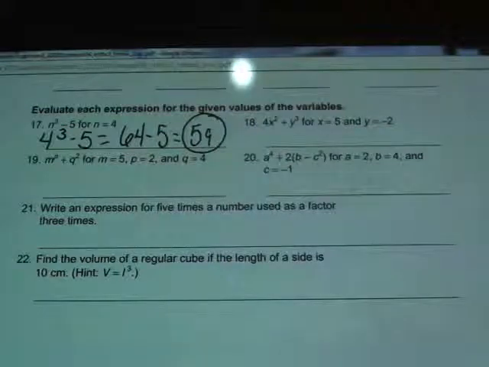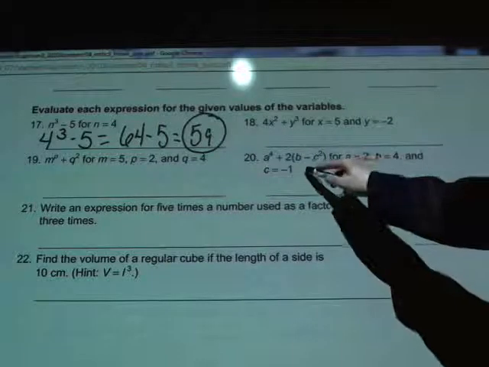All right, let's look at a question that's much more difficult, that's got a lot more going with it. Number 20. A to the fourth plus 2 times b minus c squared for a equals 2, b equals 4, and c equals negative 1. So the first thing we have to do is change a into 2, b into 4, and c into negative 1. And so that means I'm going to rewrite this question.